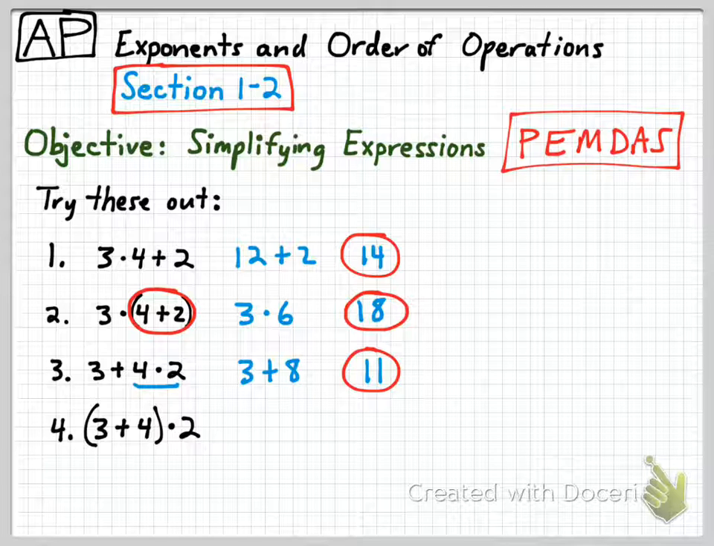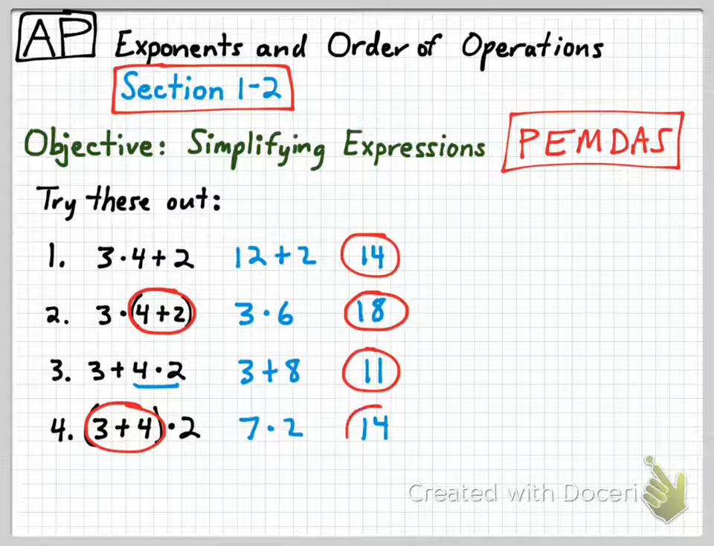And then finally, in problem number 4, we would add 3 plus 4 first. 3 plus 4, we get 7. And then we're going to multiply times the 2 because 3 plus 4 is in parentheses, and we always do parentheses first. We simplify what's inside parentheses first, and we get 7 times 2 is 14. Okay, so those are the 4 problems that hopefully you understand how to do now.